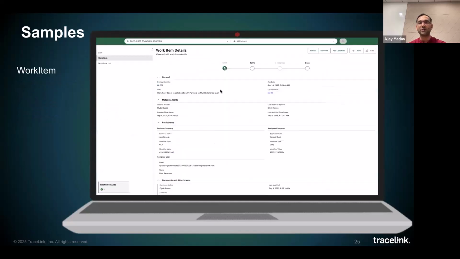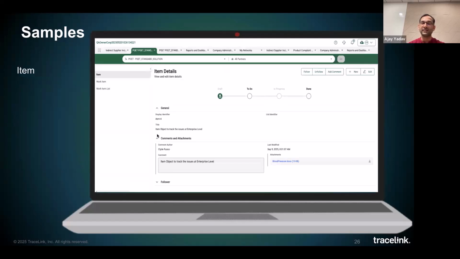Looking at it, I just wanted to quickly show what a work item based object holds. If you see, it's a very minimalistic object with just a display identifier, title, due date, and a link back to the list. The rest of it is all metadata. The participants is basically the company who owns the action item, the user who owns the action item, the assignee user, and comments and attachments. It's the minimalistic base object which empowers you out of the box with certain capabilities to collaborate effectively in your supply chain. Item, on the other hand, since it's a plain canvas, has just comments and attachments as a standard. No other field you will find. It's just the title that you see over here.